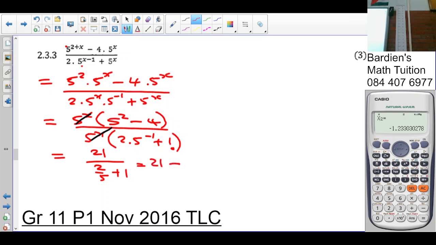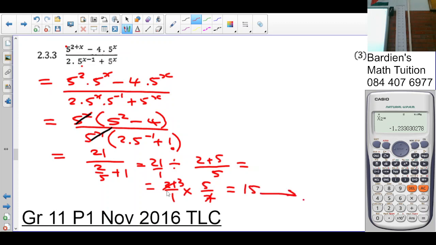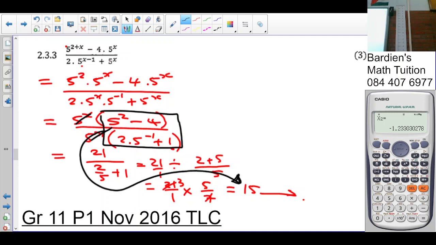So it's 21 divided by, we've got an LCM here of 5, so it's going to be 2 plus 5, which is 7. That's over 1, so it's going to be 21 over 1 multiplied by 5 over 7. That goes 3 times, so the answer is 15. Okay. From here, you can plug it in the calculator and get that answer. I would have given you, in this case, a full 3 marks anyway.